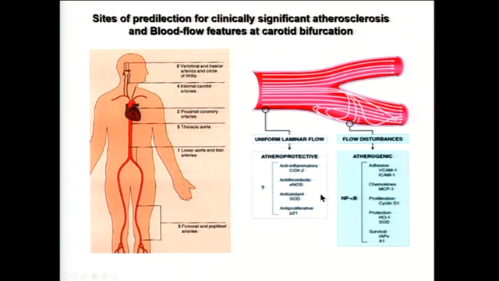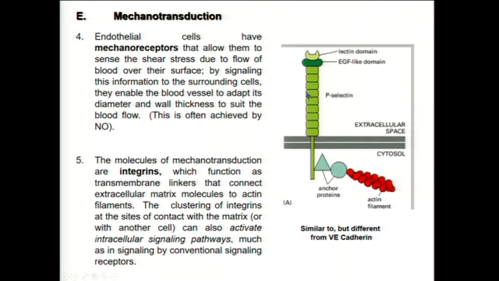Don't get hung up on this now. There's plenty of time in September for you to understand what they are. But where there's flow disturbances, we have expression of bad genes, pro-inflammatory genes, all made possible because of these integrins. It allows the endothelial cell, the endothelium, to be a mechanotransducer.